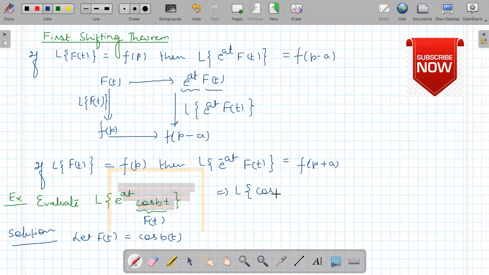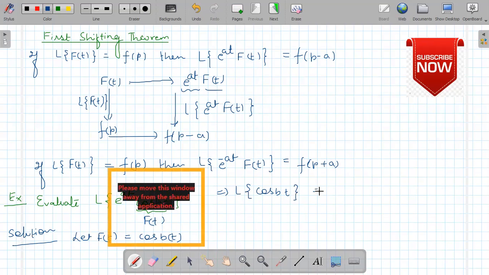The Laplace transform of cos of bt, ये हम अपने प्रीवियस लेक्चर्स में डिस्कस कर चुके हैं. इसका लाप्लास ट्रांसफॉर्म क्या होगा cos bt का? cos bt का लाप्लास ट्रांसफॉर्म होगा p अपॉन p स्क्वायर प्लस b स्क्वायर. So this is denoted by F(p). This is our F(p).